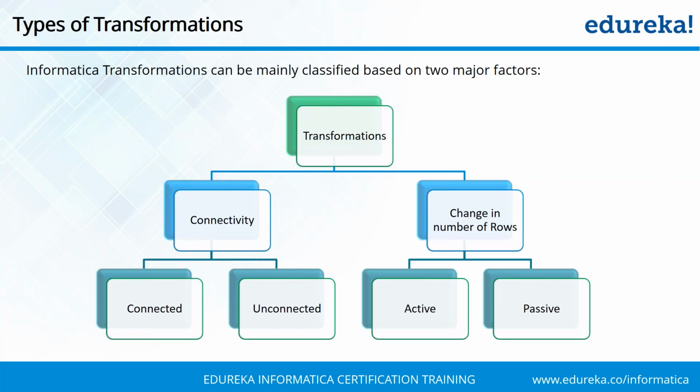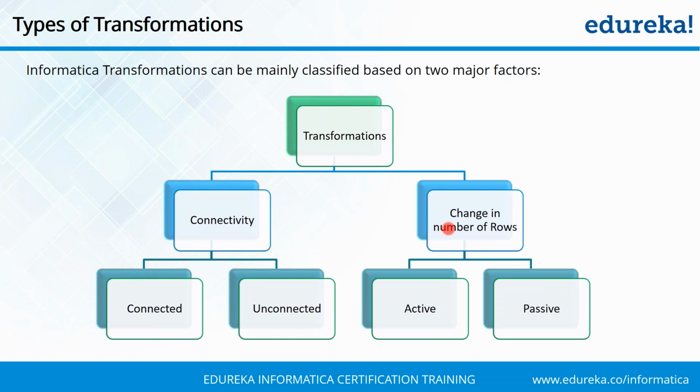Now when we look at the various types of transformations in Informatica, they can be broadly classified on the basis of 2 major factors. The first factor is based on their connectivity. When we talk about connectivity, it basically means we check if the transformation is either connected to at least another transformation or the target definition. So we have the connected as well as the unconnected. If it is connected to another transformation, it's a connected transformation, but if it's not, it's an unconnected transformation.